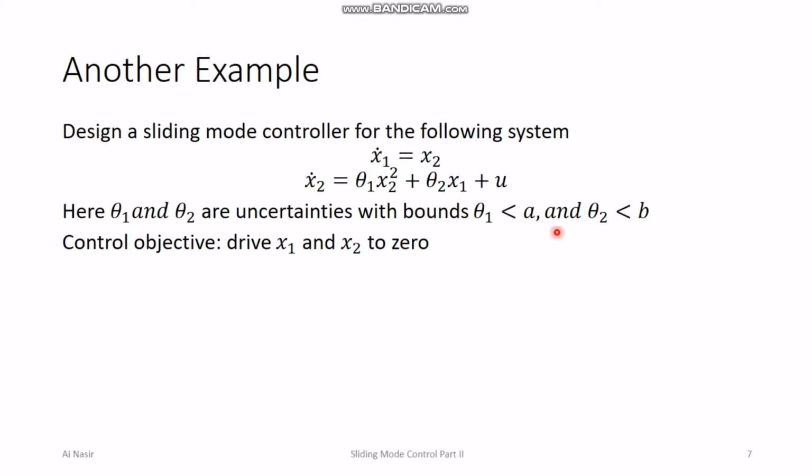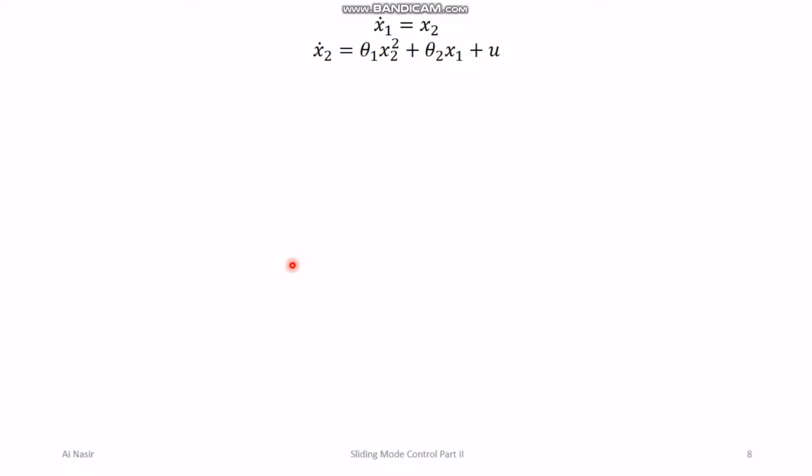So A and B are some positive numbers. Our control objective in this case is to drive x1 and x2 to 0. Here you can also notice that this is also a double integrator type system. x1 dot is equal to x2 and x2 dot is equal to u, except that in this double integrator we have some uncertainties involved. Alright, so here is the system again, and now we will discuss the solution of this control problem related to this system.